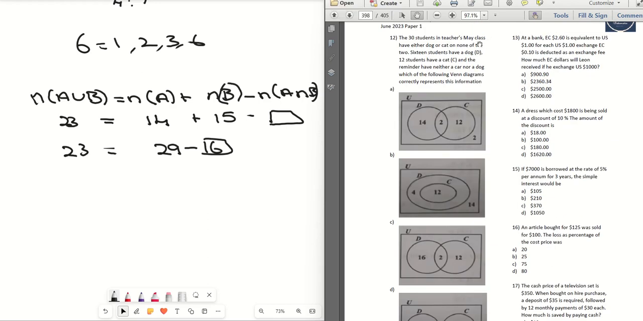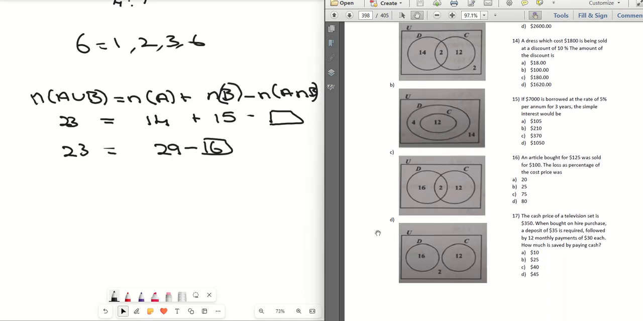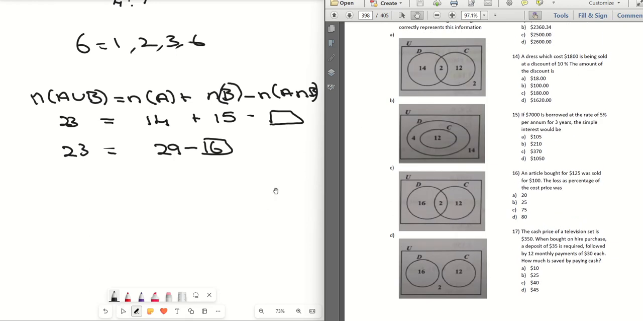So because of that statement, where they said that May's class either has a dog or a cat or none of the two, there are no students or no persons that have 2 of them. So there's no intersection. Because there's no intersection, the answer for number 12 is D. You just look for one that does not have any intersection. All right, so for number 12, again, the answer is D.